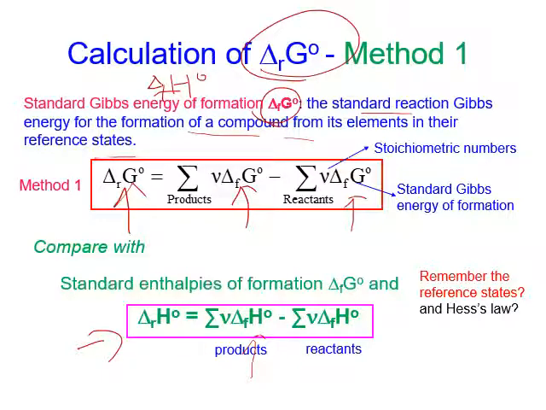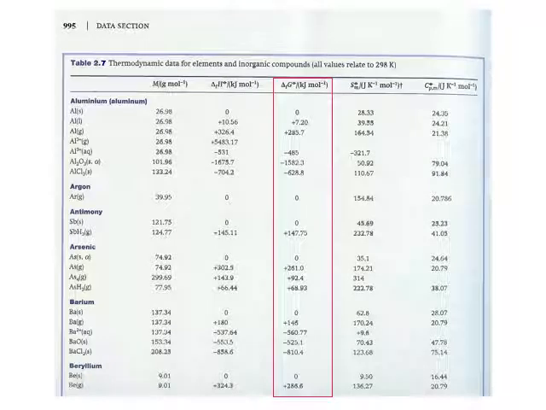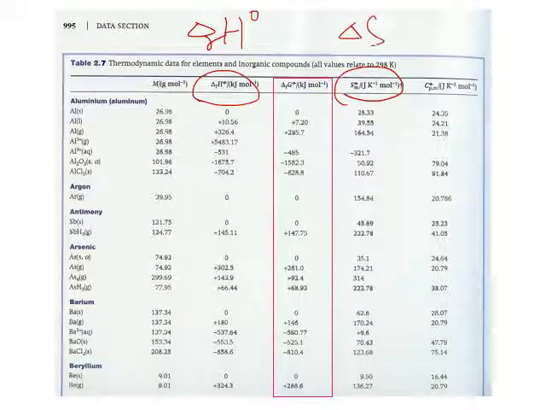Later we are going to introduce an alternative way to calculate reaction Gibbs energy at the standard state. You have seen this table already. The second column is the standard enthalpy of formation, and this is used to calculate the standard enthalpy of reaction. And the fourth column is the standard entropy, and this is used to calculate the standard reaction entropy. And today we introduce the standard Gibbs energy of formation, and this is used to calculate the standard reaction Gibbs energy.